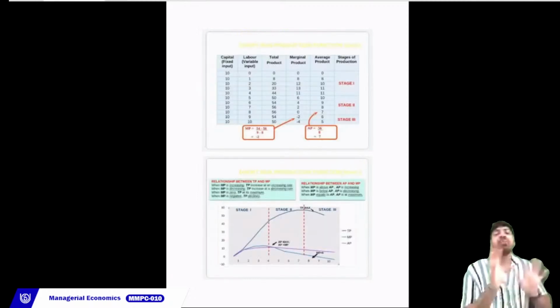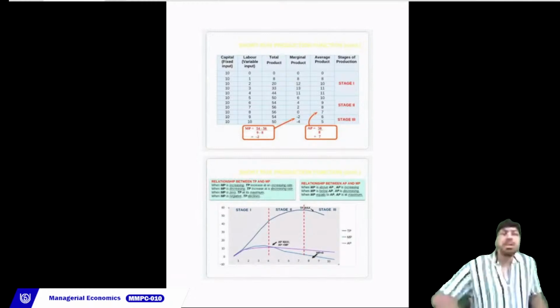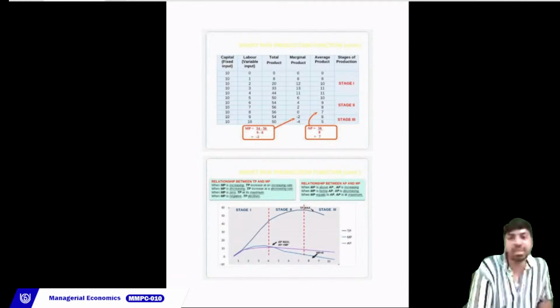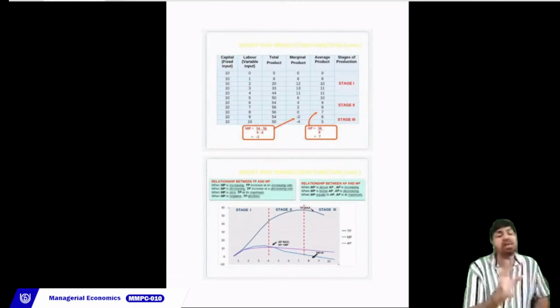So this is the tabular representation, and in another diagram is a graphical representation. It is called the law of variable proportion, or the law of marginal diminishing returns, or diminishing marginal returns. In the tabular representation, it is shown in stages: stage 1, stage 2, stage 3. In the diagrammatic representation also, it is mentioned: stage 1, stage 2, stage 3.